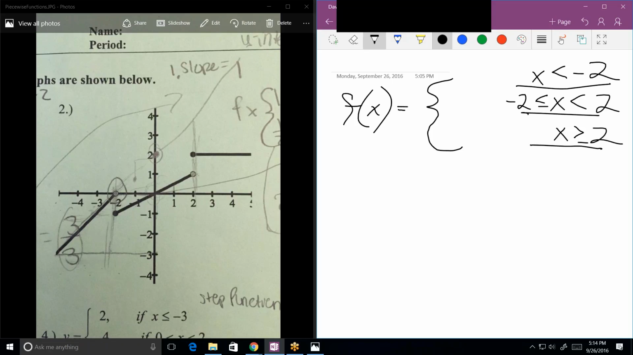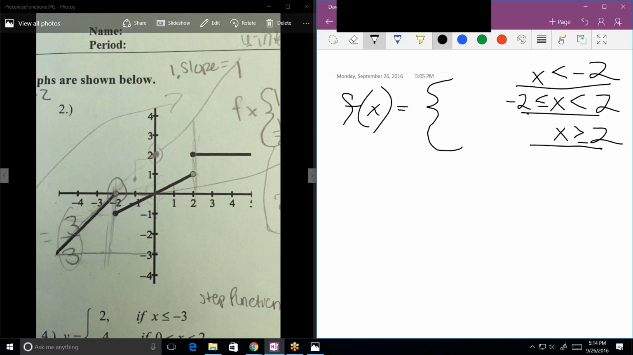Notice that my three domains go from negative infinity to positive infinity. They cover the whole thing. Not all piecewise functions will do that. Some will have spaces in the middle, but this is the way to start them out: deal with the domain.